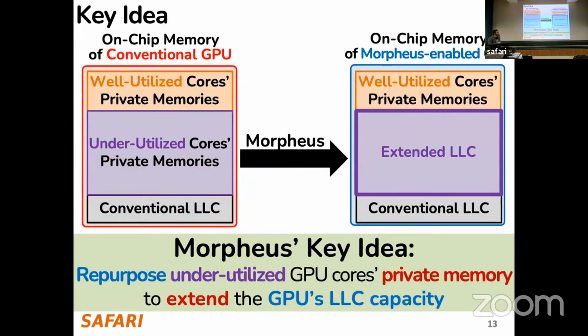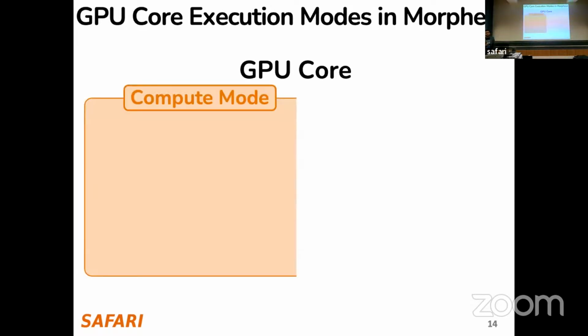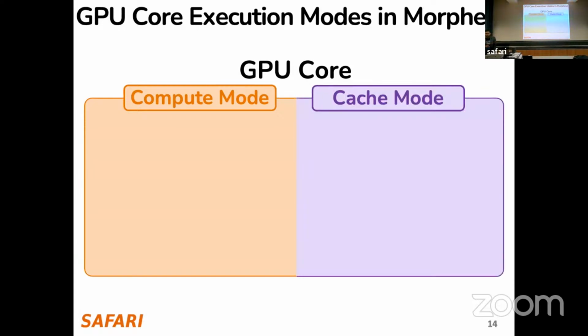Okay, so we validated that at least if we can make this idea work, then we should get performance benefits somehow. Now, let's see how to implement this idea. So in Morpheus, we propose 2 execution modes for each GPU core. Compute mode on the left and cache mode on the right.